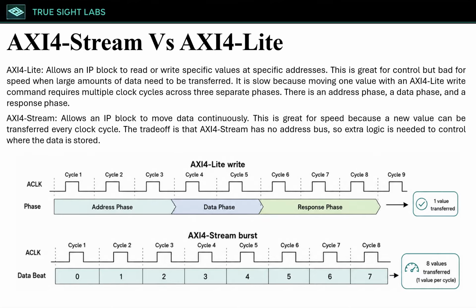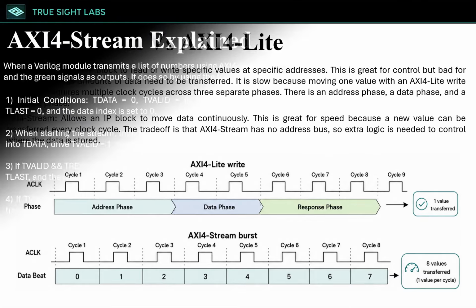AXI4-Stream allows an IP block to move data continuously. This is great for speed because a new value can be transferred every clock cycle. The trade-off is that the AXI4-Stream has no address bus, so extra logic is needed to control where the data is stored. The figures below show the speed difference directly. AXI4-Lite transfers one value after a multi-cycle write command, while AXI4-Stream can transfer 8 values in that same time period.